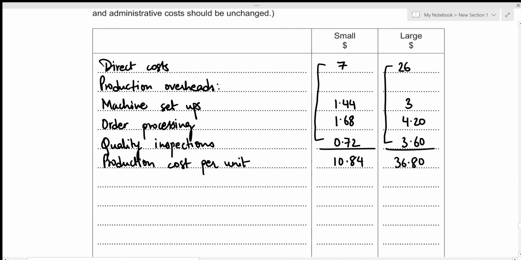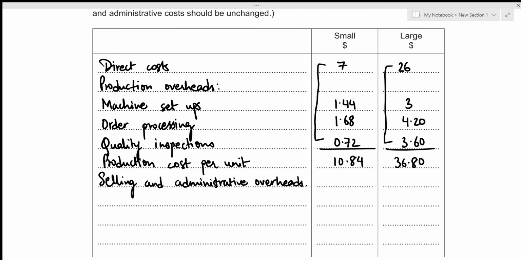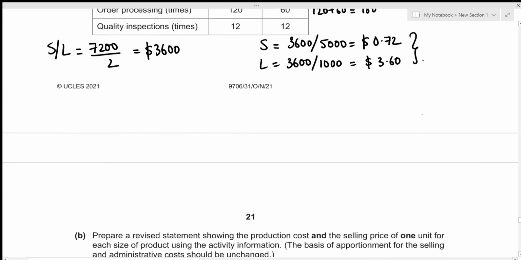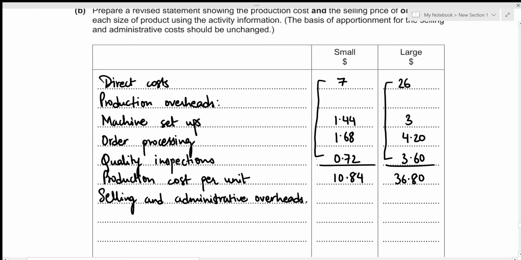Now we again have to divide our selling and administrative overheads. What we know is that the basis of allocation for selling and administrative overheads has not changed. So we can just put the same amount that we figured out in the first part. Let's have a look above. The selling and administrative overheads for small as well as large sizes were 4. So let's write it down. That's 4 and 4. Now we can add the production cost per unit to our selling and administrative overheads in order to figure out the total cost per unit.